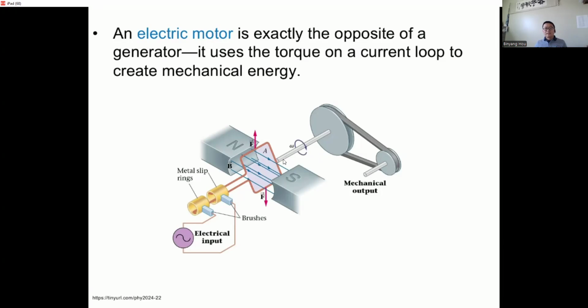So you put that in and then this comes out. This is exactly the same components as an electric generator, but just the reverse process, okay? For the generator, you have mechanical as input and then electrical as the output, okay?